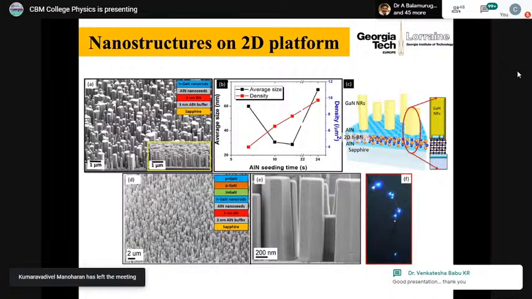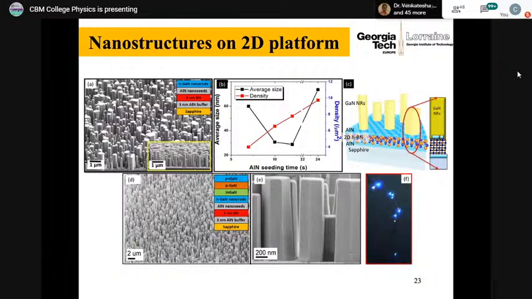So this is my last topic, which is nanostructures on 2D platform. Previously I have shown you how you can pattern the substrates and have nanostructures. Here I am showing you the self assembly on a 2D material. Growing nanostructures on 2D material is very, very interesting, because you can transfer this 2D material, with the nanostructures on it, to any arbitrary platform without any issues. That's why it is very, very interesting.